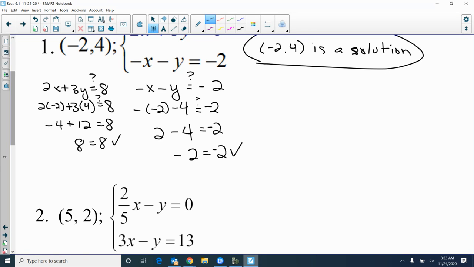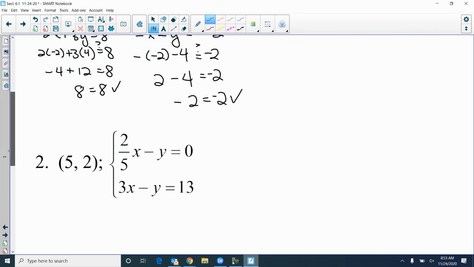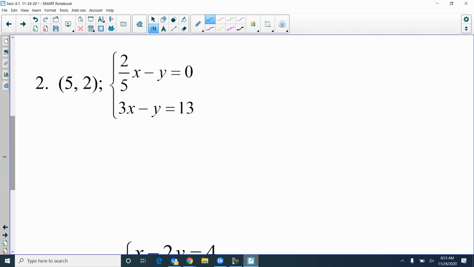Good job. All right, so let's take a look at this second one. We're only going to do the second one. We're not going to get to the third one here because I want to get to the other one, so you might have a little bit more room to write. Is (5, 2) the solution for this one? So we got 2/5 x - y = 0. And I'm going to plug in 5 for x, and I'm going to plug in 2 for y.